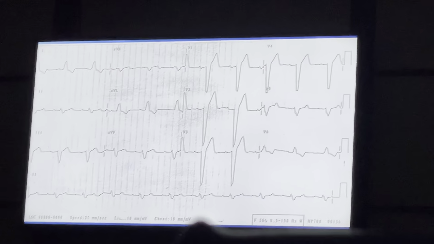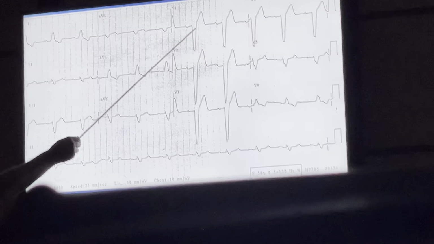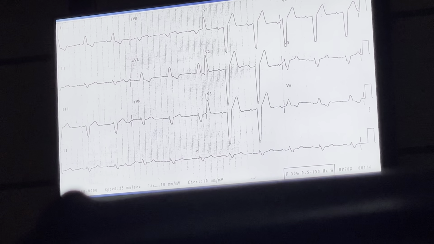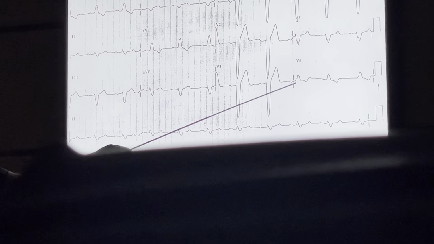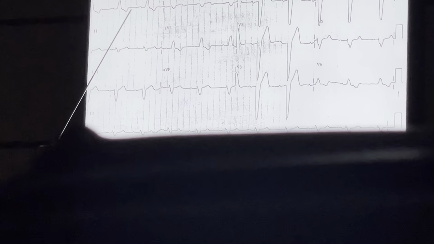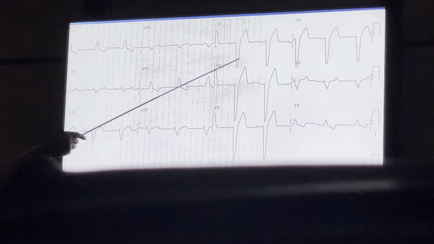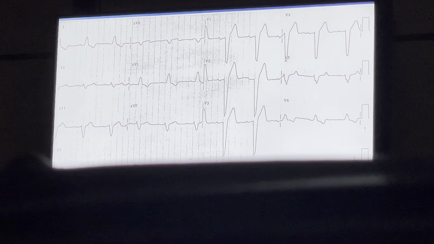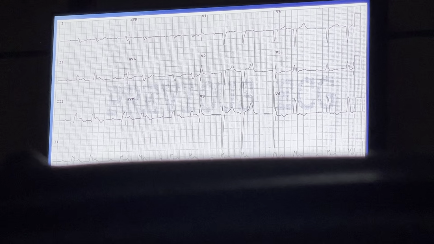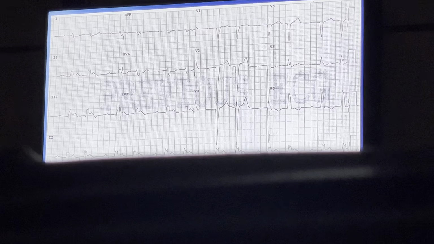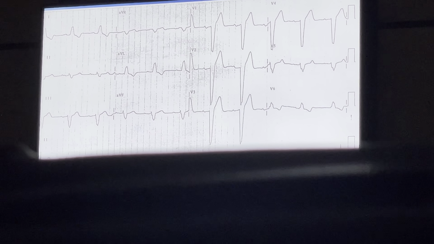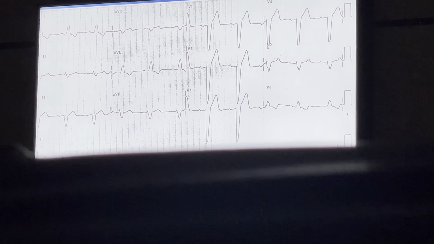this is left bundle branch block. Whenever there is no dominant R wave and QRS is more than 3 small squares, this is left. You might not find these changes at times in left bundle branch block, but always see this lead. Previous one. So this is isolated left bundle branch block or with some ischemia.